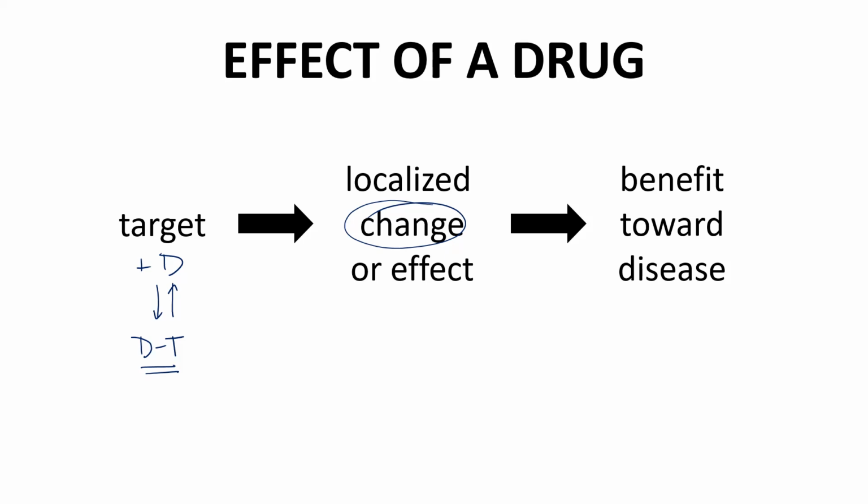In the case of a drug, the localized effect will ultimately cause a benefit to a patient by somehow reducing the effect of a disease. These are 3 key ideas. 1, a drug binds a target. 2, there is a consequential effect of the target binding. 3, the patient's disease state is somehow improved.